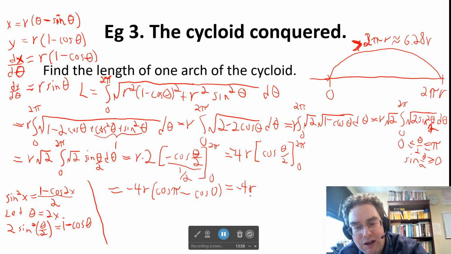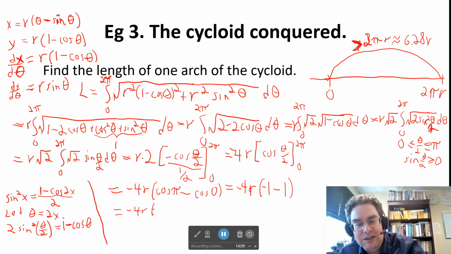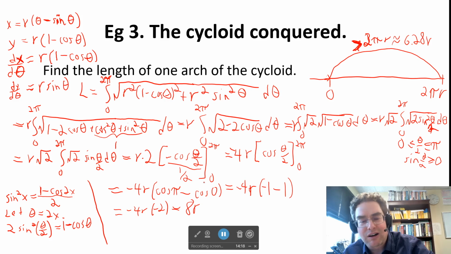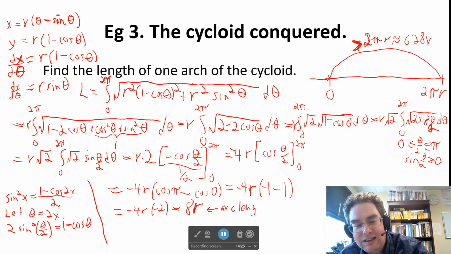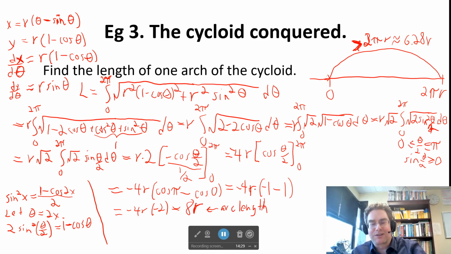So we have negative 4r, and cosine pi is negative 1. Cosine 0 is 1. Negative 1 minus negative 1, that is negative 2. Negative 2 times negative 4 is positive 8. And we still have our r in there, of course, so we end up with arc length of 8r. Yay! We now know the length of one arch of the cycloid.